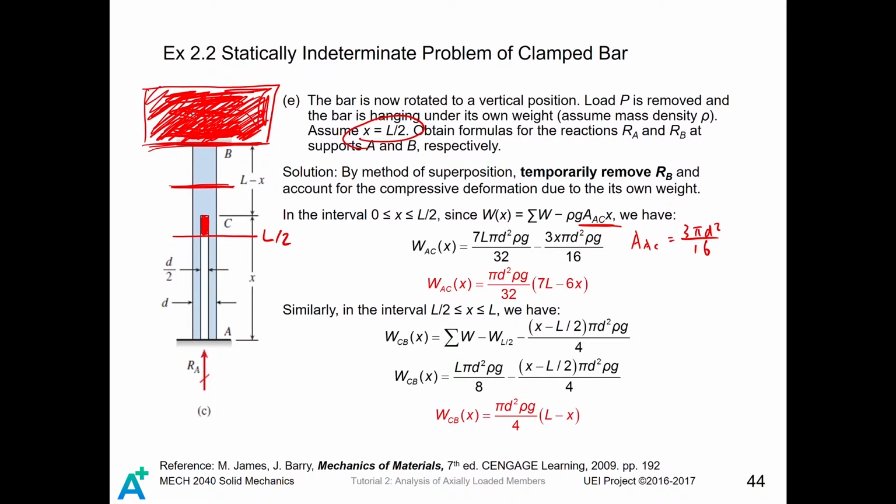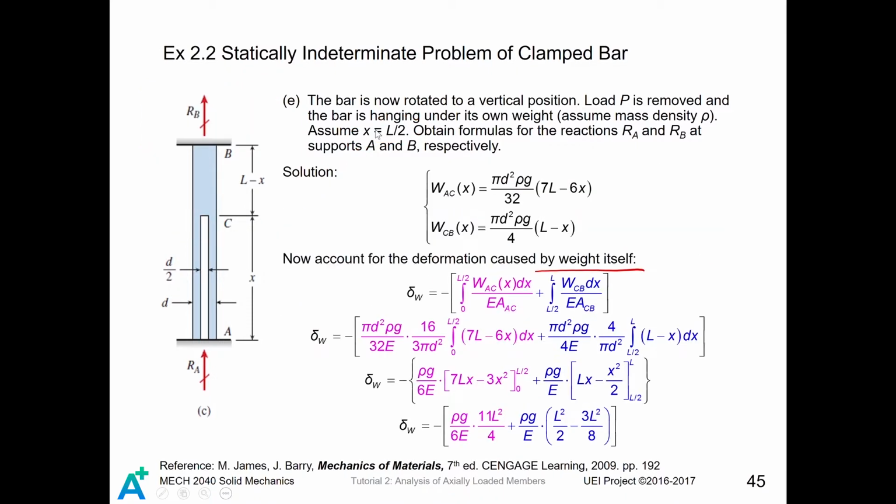Then the compressive load caused by the weight in segment CB of this bar will become the total weight minus the weight of the lower half, which is WL over 2, and then further minus the weight of material in this region. The result will be pi d squared rho g divided by 4 times L minus X. Still recall that we have already removed RB, for instance, for our analysis. Now we have the compressive load in sections AC and CB.